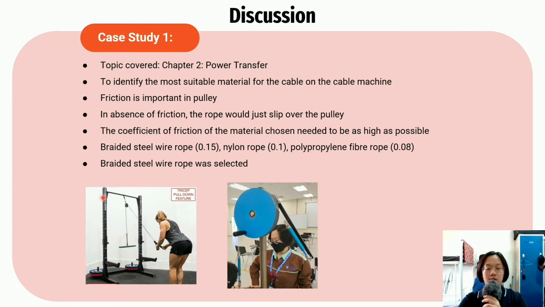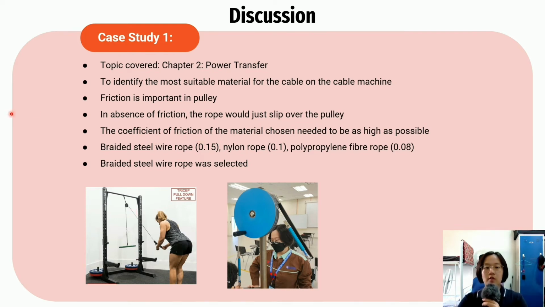As we all know, friction is important in a pulley. As you can imagine, without friction between the cable and the pulley, the cable will just slip over the pulley instead of moving along with it. So in this case, we would just choose the material with the highest coefficient of friction.